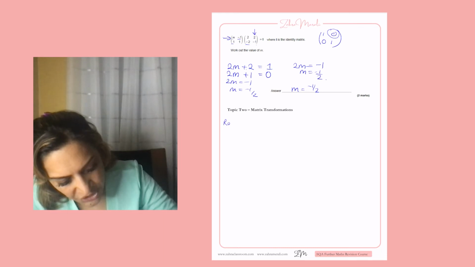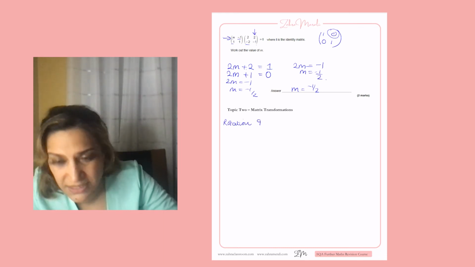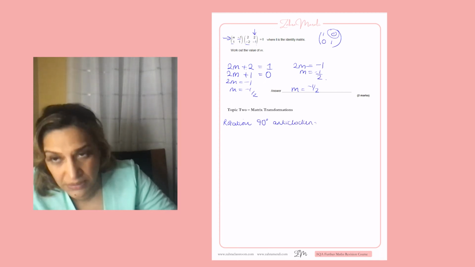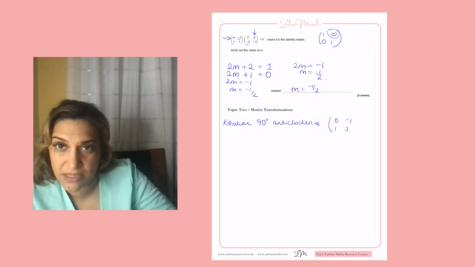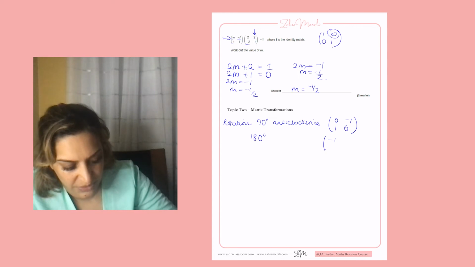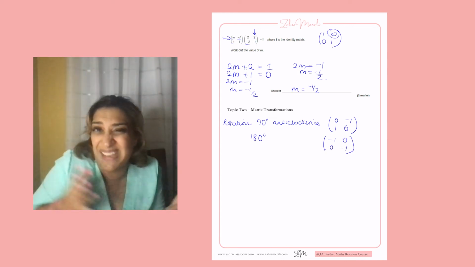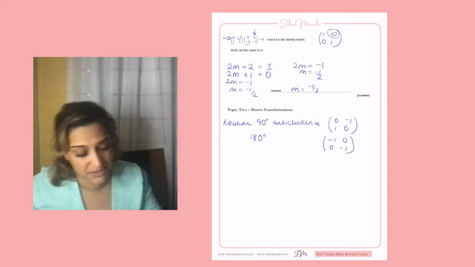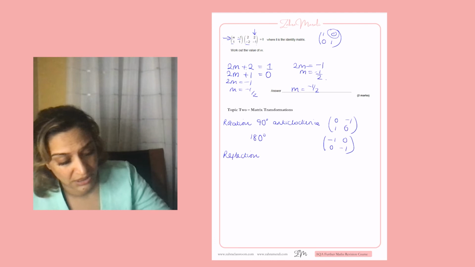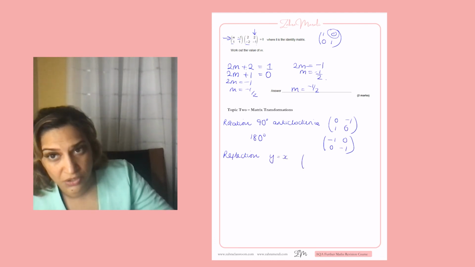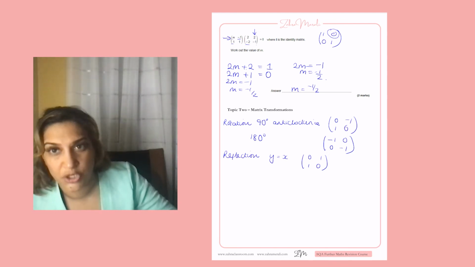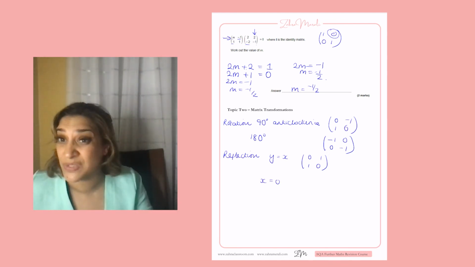So you've got a rotation of 90 degrees anti-clockwise, and these are all about the origin. You're going to get 0, minus 1, 1, 0. 180 degrees is going to give you minus 1, 0, 0, minus 1, which makes sense because you're changing them to minuses. In terms of reflections, you could have a reflection in y equals x. So your y's and your x's are swapping. You could have a reflection in the line x equals 0.